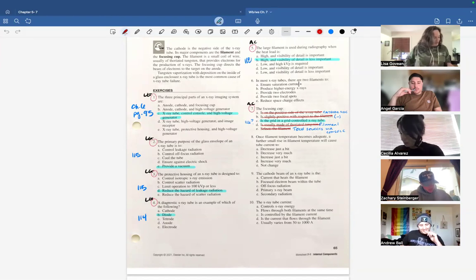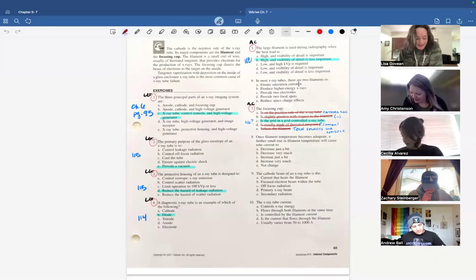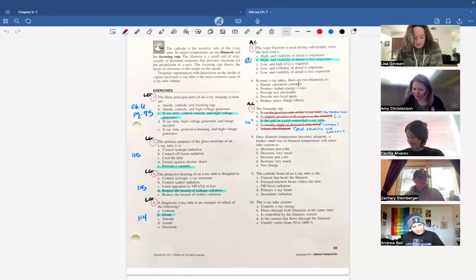It seems like in a grid controlled X-ray tube, the focusing cup is the grid, and therefore the exposure switch. Somehow I missed that earlier, but it's clear. It's right there on page 117. I just read that too. That's what I was going to say when Andrew started talking. Okay, there we go. Perfect. I believe it's that one.